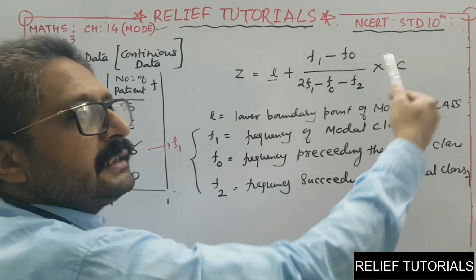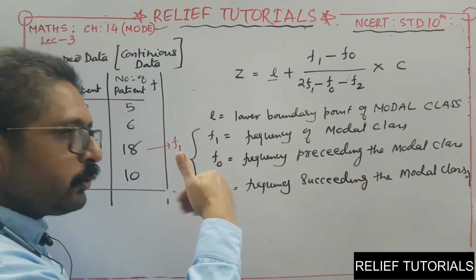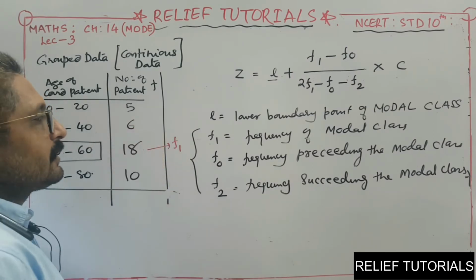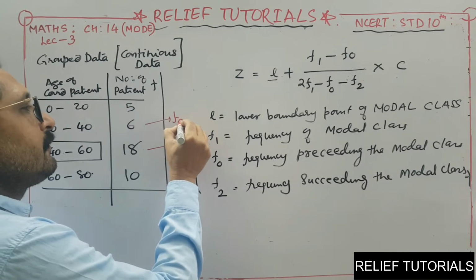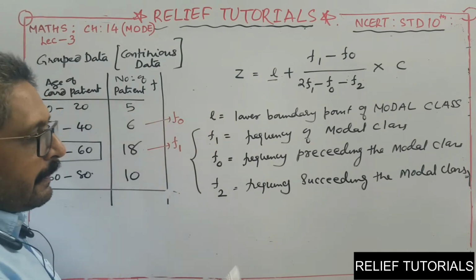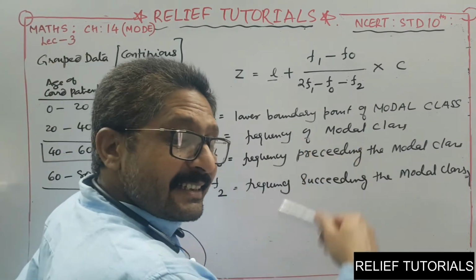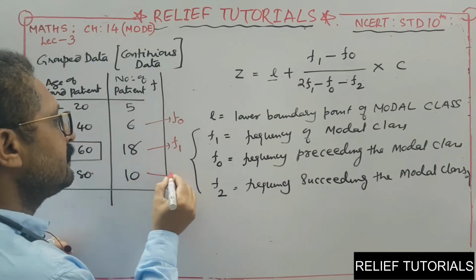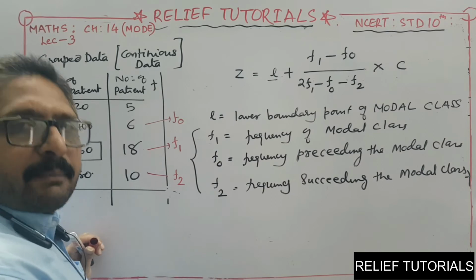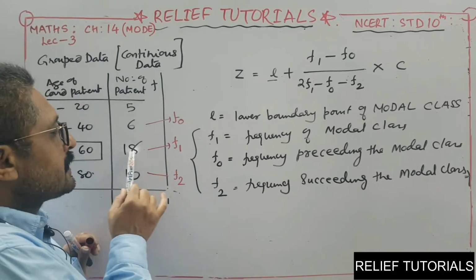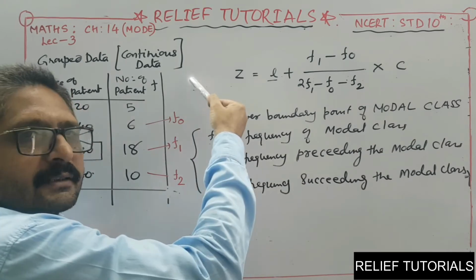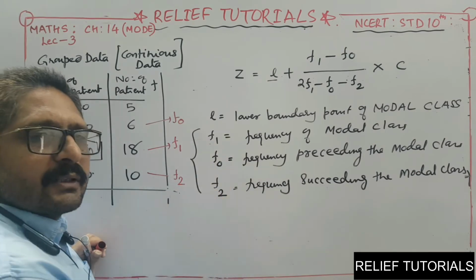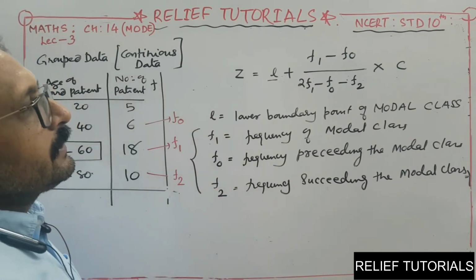Now the frequency preceding the model class. Preceding means above the model class. This is the frequency of the model class; preceding means here 6. So this is F0. Then what is F2? The frequency succeeding the model class. This will be F2. So you see the pattern. This is the model class, so its frequency is F1. Then above is 0, down is 2. So you get the order 0, 1, 2. That's it. Simple.